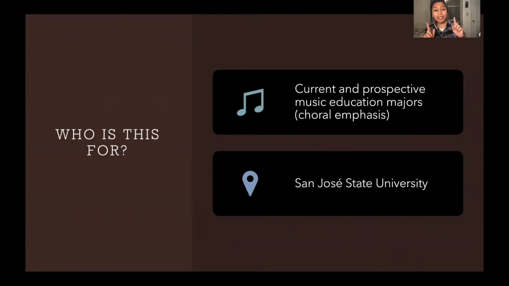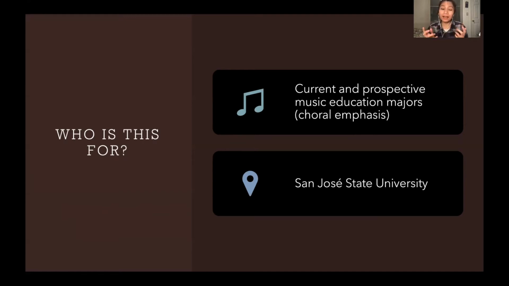First question we have to answer is, who is this guide for? This guide is for current and prospective music education majors, specifically those with a choral emphasis. This is important because instrumental emphasis majors have different classes that they need to take. And so, if you are one of those, you can follow a similar process just using different classes.